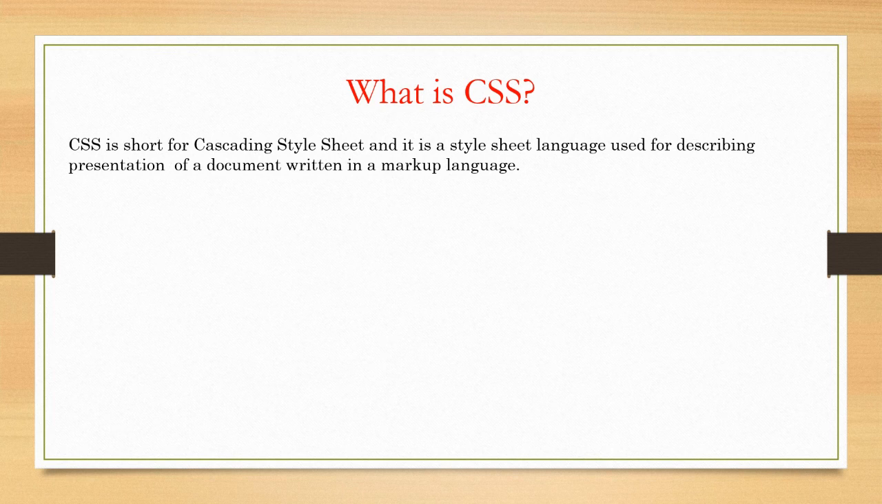Now, what is CSS? CSS is short for Cascading Style Sheet, and it is a style sheet language that is used for describing presentation of a document written in a markup language such as HTML, XML, and others. So basically, we are going to be using CSS to style our HTML web pages. Okay, so let's just dive right into the video.